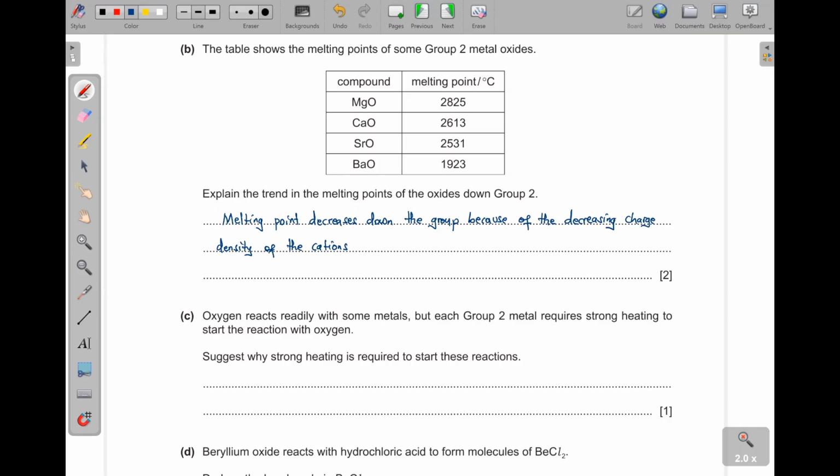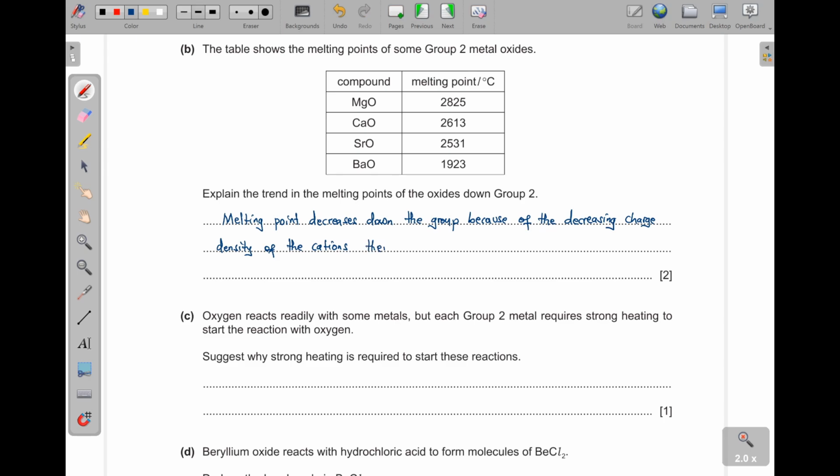If the cation is so big, all of them are 2 plus. So you have a 2 and then a bigger value here. If you have a bigger value here, that means the whole value you are going to get out is going to be very small, okay? But if you have 2, then divide by a smaller value, then you are going to get a big value, right? So that decreasing charge density brings about the decreased attraction between the cations and the oxide ions. So our melting point decreases down the group because of the decreasing charge density of the cations.